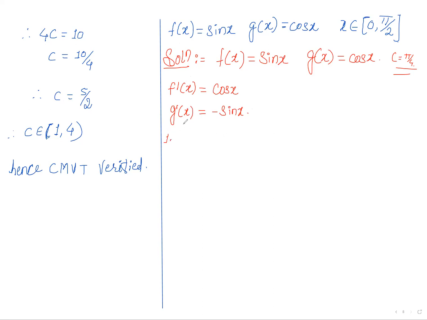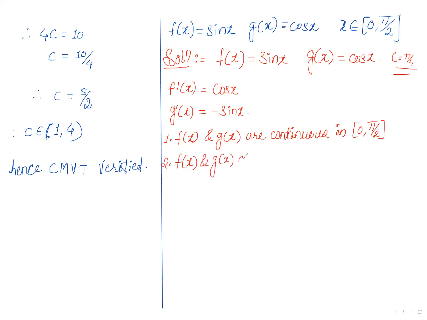By using these two derivatives, we can say that since we get the derivative, the limit exists, and if the limit exists then the function is continuous. So we can say that f of x and g of x are continuous in the given interval 0 to pi by 2. And after that, second condition: f of x and g of x are differentiable in 0 to pi by 2. Here g dash of x is not equal to 0.